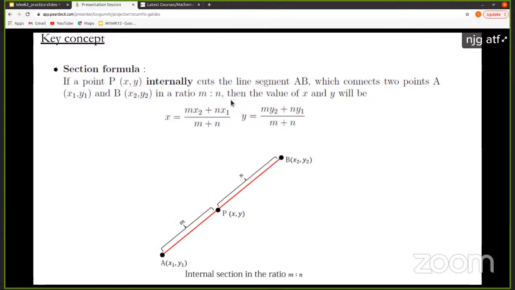Just multiply m plus n to the left hand side. It will become mx plus nx is equal to m times x2 plus n times x1, right? Okay, sir. I'll work it out and see. If I have any doubt, I'll ask again, sir. Just work it out, and if not, we will definitely discuss in the next open session. Okay, thank you, sir.